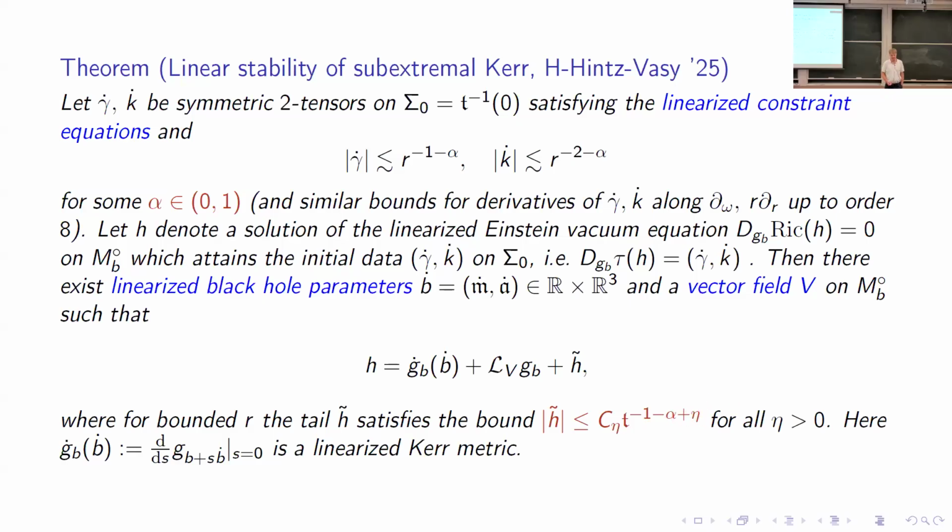Here linearization is really to be understood in a very naive way. You take g_b plus s b dot and take the derivative at s equals 0. So this is a naive way of thinking about this linearized Kerr. So this is the result, and there are several aspects of that.